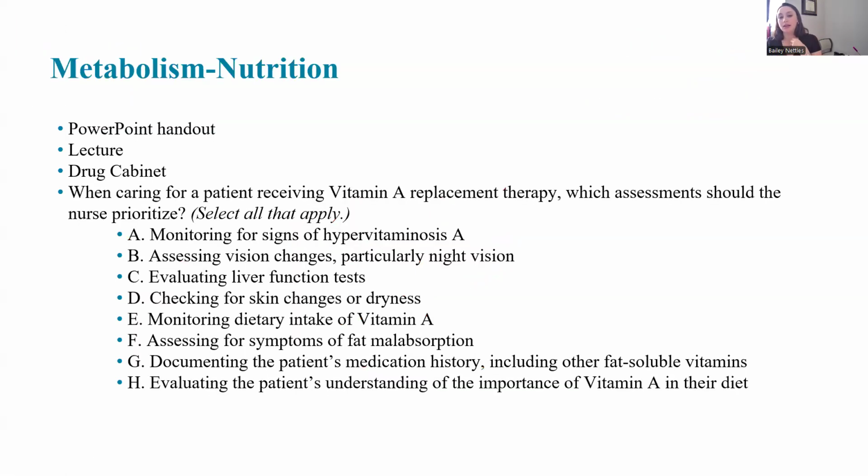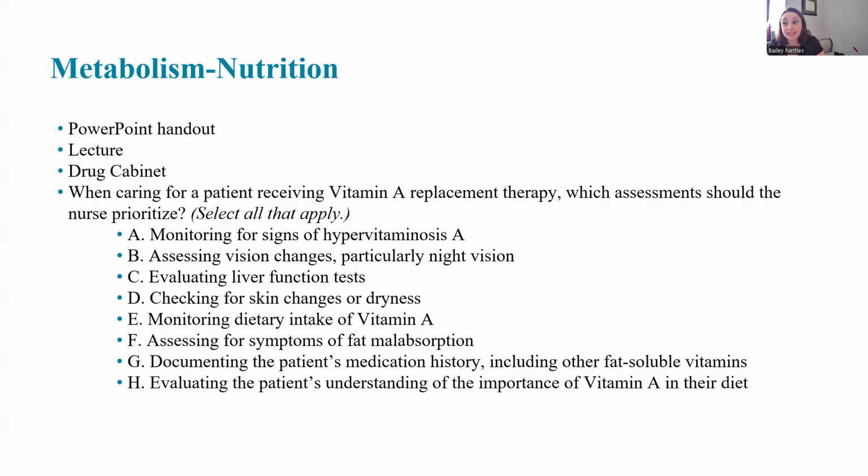Okay. All right. So we have nutrition. When caring for a patient receiving vitamin A therapy, what assessment should the nurse prioritize? All right. So, should we monitor for hypervitaminosis A? I would because that's overdose. You can overdose on vitamin A, right? Assess vision changes, particularly night vision. Not for vitamin A. I think that'd be a vitamin E.